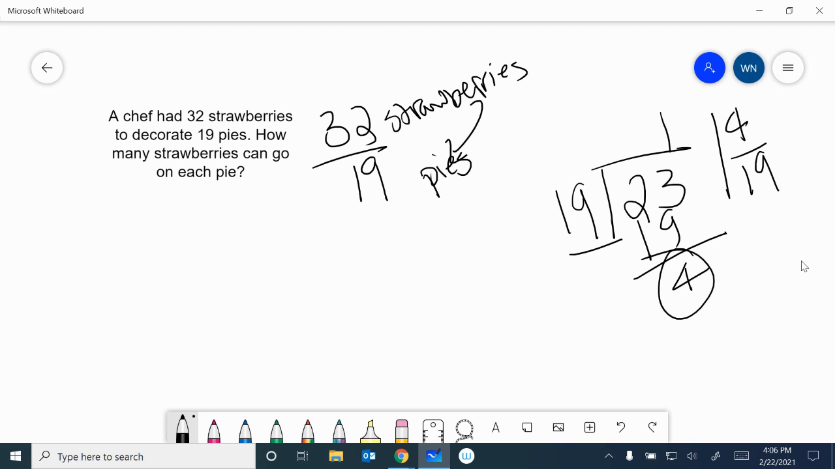Make sure you glue this into your notebook, and it's time to get started on your classwork.